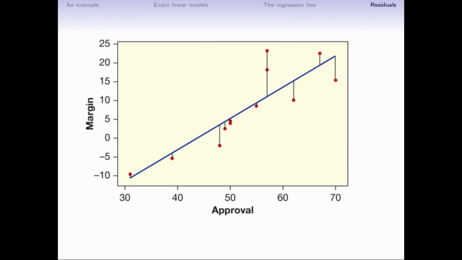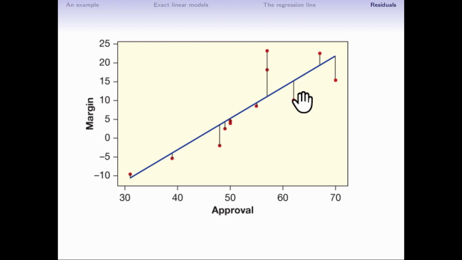In this figure, the scatter plot is represented by the red dots, and the blue line is the regression line. The residuals are being indicated by these vertical bars. Now let's think about how we're supposed to think of these residuals. So for instance, let's take a look at this point here. What is the residual at that point or corresponding to that point?